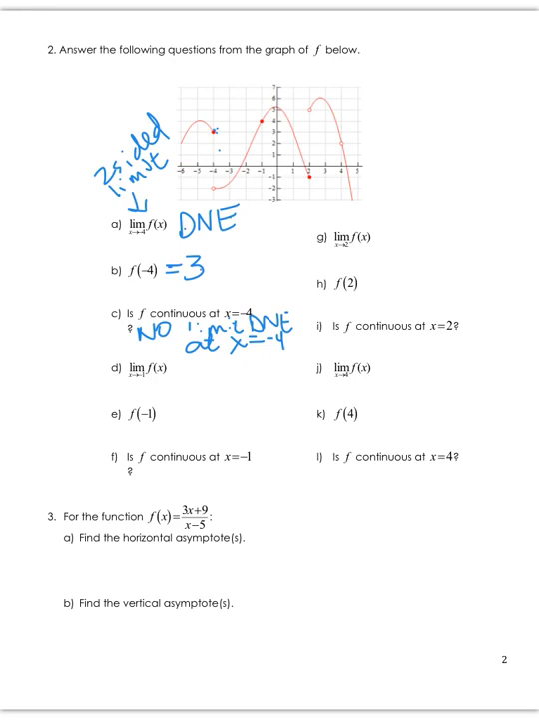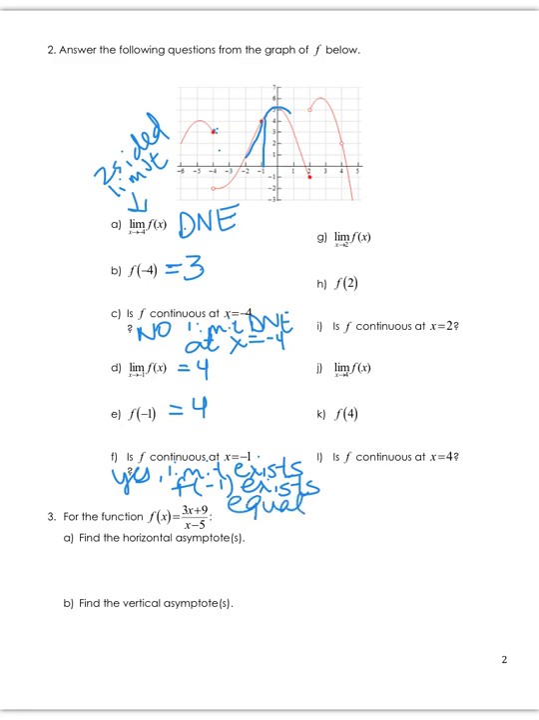Okay, the limit as I approach negative 1. So as I get closer and closer to negative 1 from the left, I get closer to 4. From the right, I also get closer to 4, so the limit is 4. F of negative 1 is 4. So is the function continuous at negative 1? Yes, because the limit exists, f of negative 1 exists, and they are equal to each other. So that's the reason, okay?